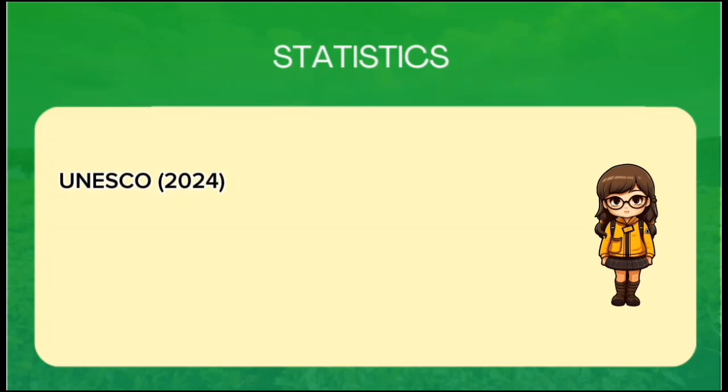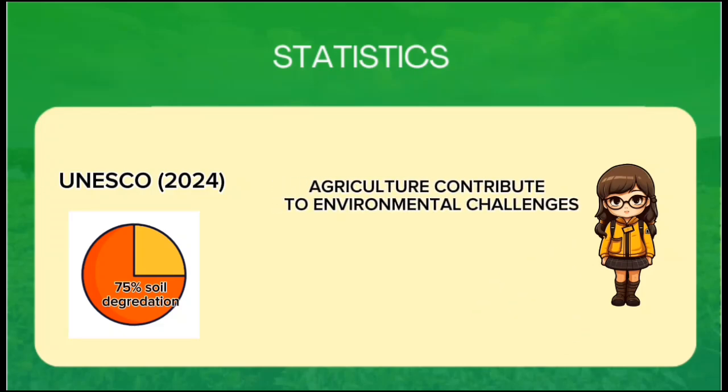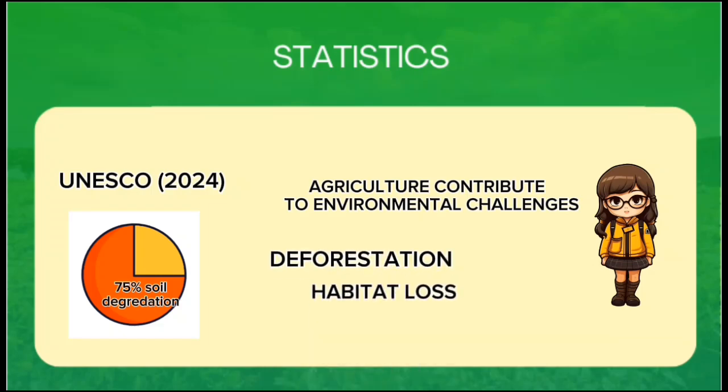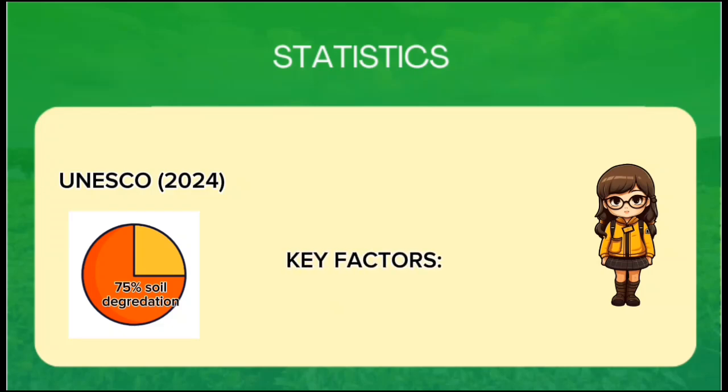According to UNESCO 2024, soil degradation poses significant challenges to agricultural practices globally, with approximately 75% of soils already degraded, potentially increasing to 90% by 2050. Agriculture contributes to environmental challenges such as deforestation, habitat loss, pollution, and erosion. Key factors include erosion, contamination, and loss of organic carbon, exacerbated by unsustainable agricultural methods and climate change.